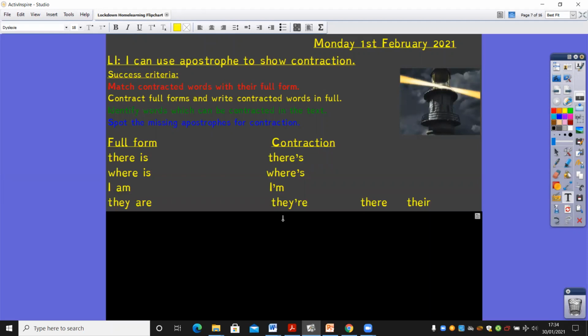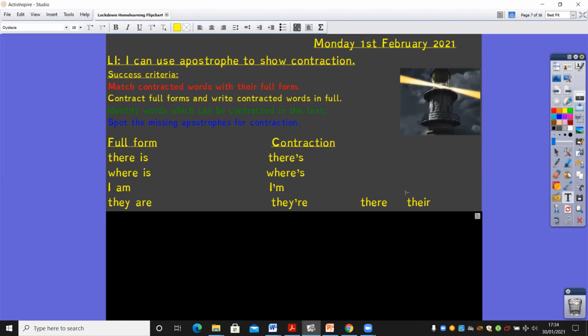Now, this is a slightly tricky one. Now, we have two words. They are. Children, which letter gets squashed out when we contract the two words together? That's right, it's the letter A. The letter A gets squashed out, and instead of the letter A, we just have an apostrophe. So we end up with the word they're. Now, this is another word there, and this is yet another word there.